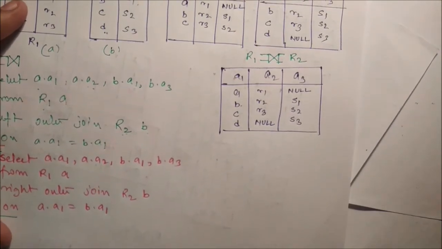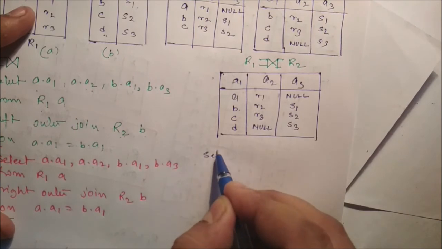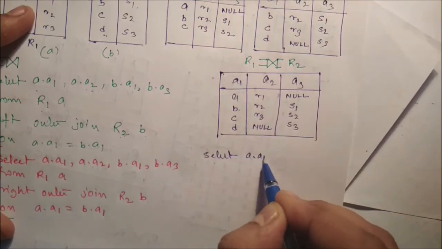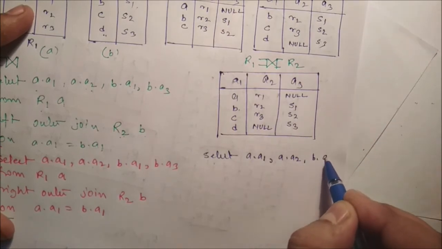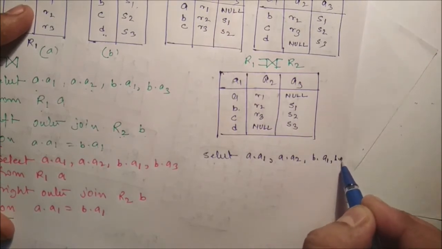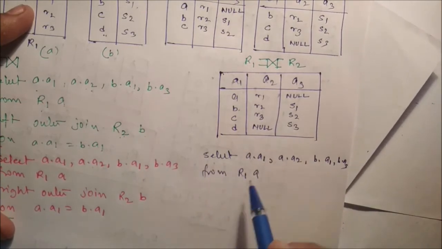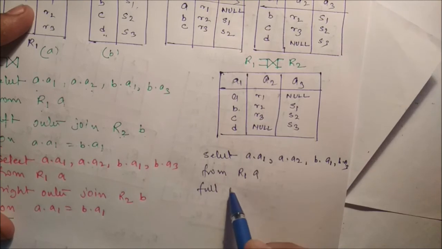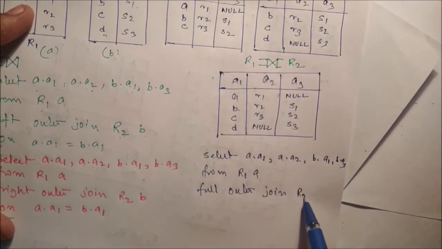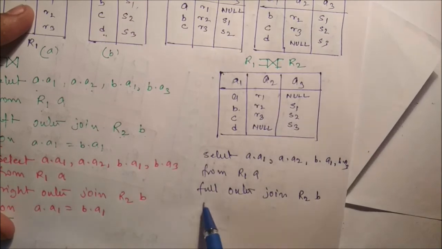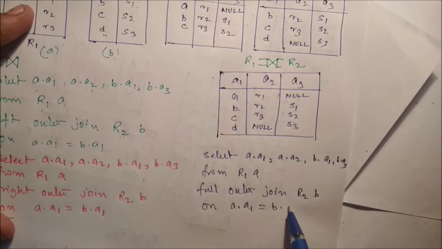Similarly, full outer join, it's very simple. For full outer join, we will write this way: select A.A1, A.A2, B.A1, B.A3 from R1 A full outer join R2 B, okay, on A.A1 is equal to B.A1.